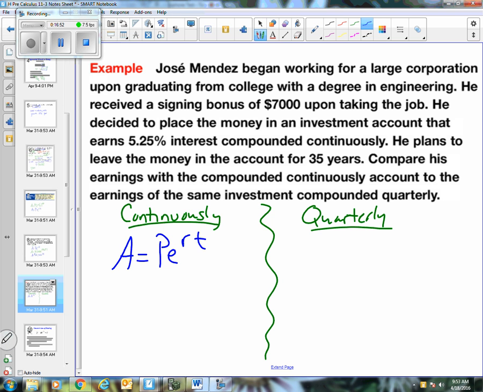So this guy, he got a signing bonus when he was hired out of college of $7,000, and he decides just to put it away into a retirement account, a savings account, so he can save for the future. And it's a pretty moderate savings account, so 5.25% interest, and he's going to put it in there for his entire work career. So he's planning on working, say, like 35 years. What we want to figure out then is what would be in his account if he was compounding continuously. If his bank that he did this investment in compounded continuously, what would he come up with?